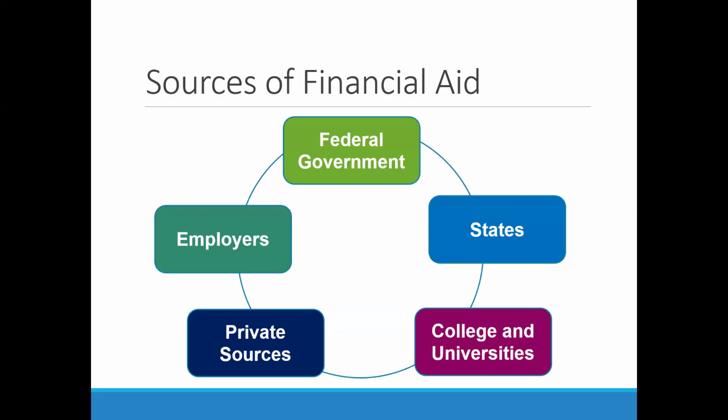So sources of financial aid. There are 5 large sources of financial aid. First is the federal government, which is the largest source. States offer financial aid, and Ohio does a great job of having lots of options for our students. Colleges and universities have a wonderful amount of financial aid as well. Institutional scholarships, grants, and other programs. There are private sources, and then also employers.